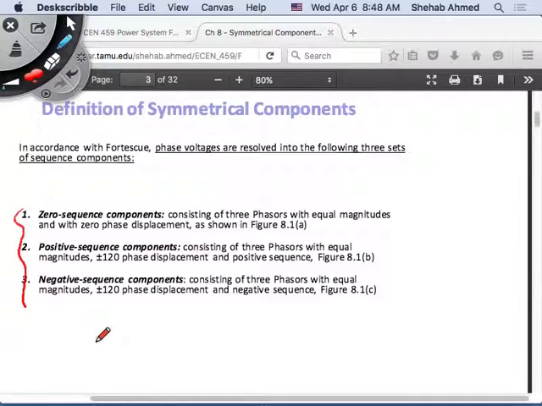If I have more than one of these components available when I apply the symmetrical components theory, it means I have an unbalanced system. I can have two of these components available, or I can have three of these components available, right? And whether I have two or three will give us some physical intuition about the system.